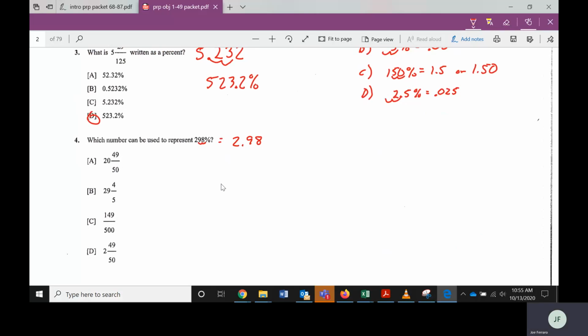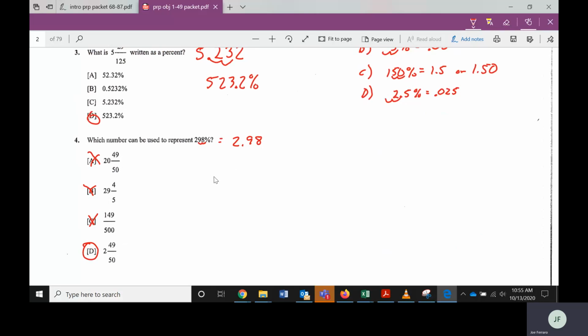Now there's a few different ways of doing this. We can eliminate, again, with multiple choice, this should be pretty easy. We have 2 as the whole number. This says 20 is the whole number. This says 29 is the whole number. This is less than 1 because the top number is smaller than the bottom. So our answer has to be this.